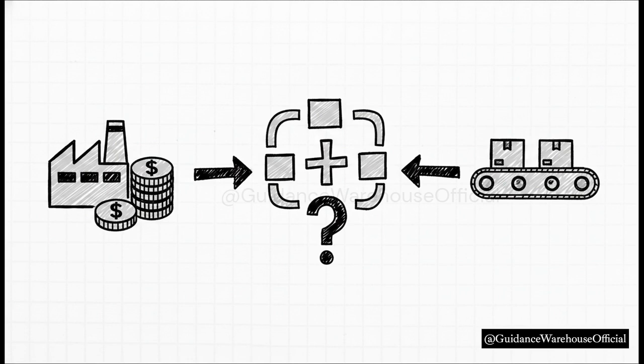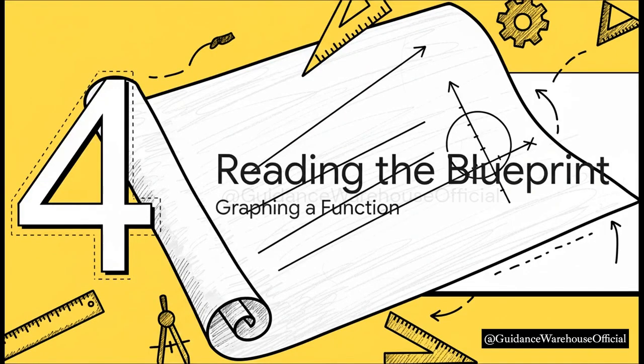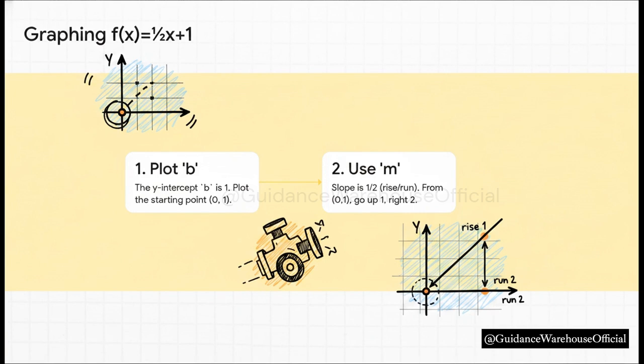How cool is that? Now, an equation is amazing, it's powerful, but sometimes seeing a picture, a graph, just makes everything click instantly. So let's turn these functions into blueprints we can read at a glance. And here's the best part. You don't need to plot a million different points to do this. It's just 2 simple steps.